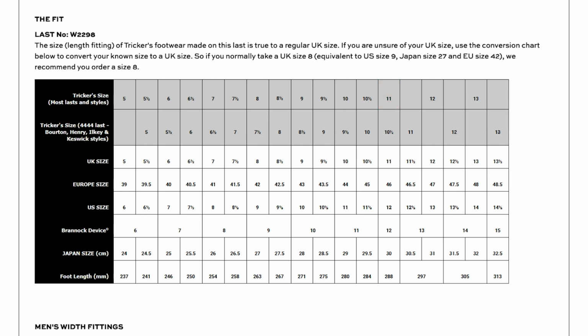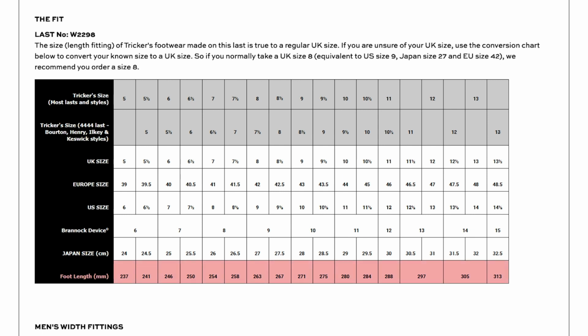Assuming that Martin knows his Japan size is 30, he traces along the 7th row until he finds size 30, then up to the 1st row, because it's a W2298 last, to find that his Tricker's size is 11. So Martin would order his Robert shoe in a Tricker's size 11.